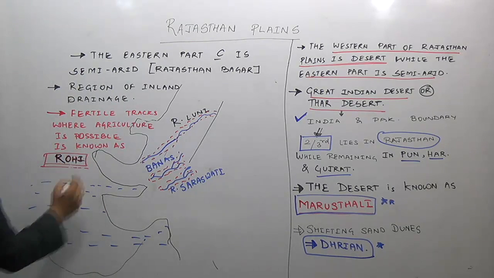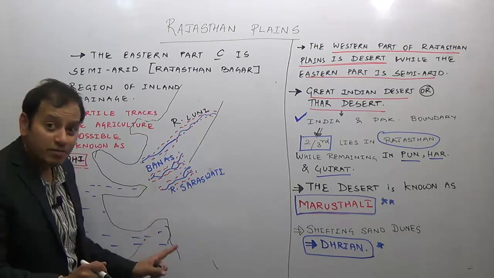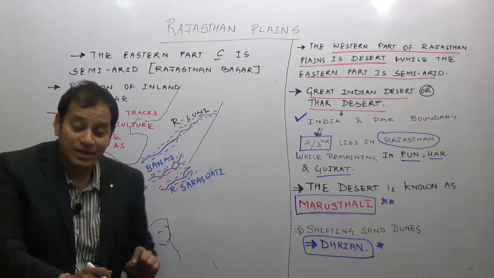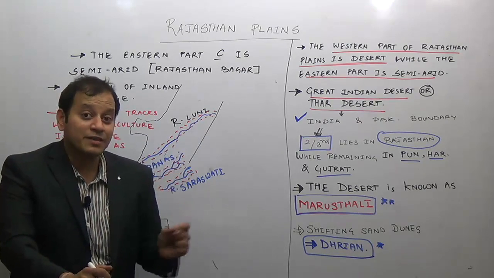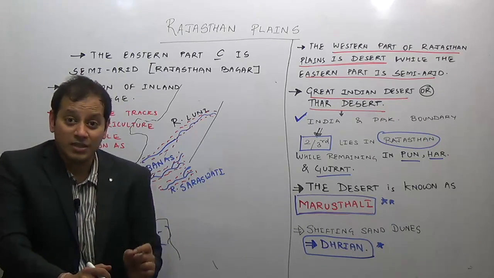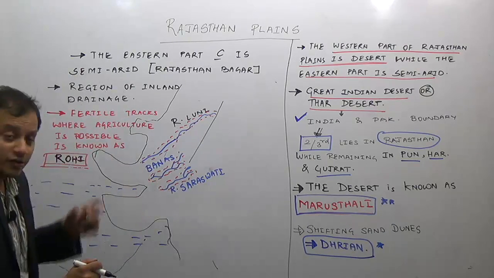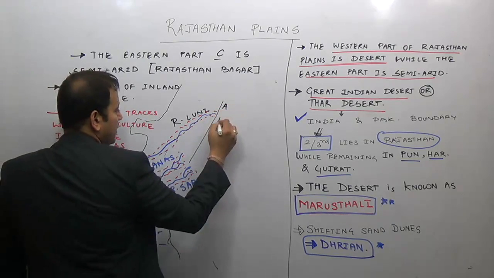So what are the three things? The rivers are inland, that is, they do not meet the sea. The inland rivers are Luni, Banas and Saraswati. In the previous lecture, we did the inland rivers. One inland river, that is river Ghaggar, flows through Rajasthan. I will discuss at the end of this lecture how the question can be asked. What is this line? This line is the Aravalis.